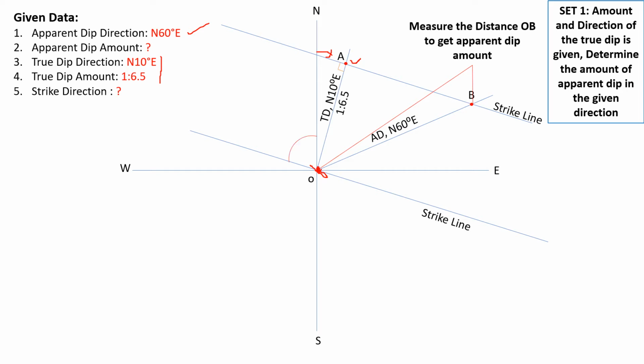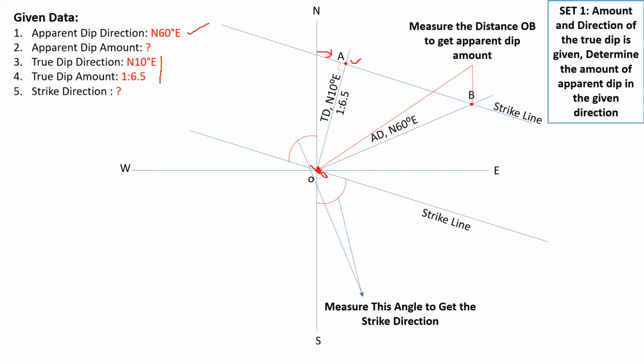And if I measure these angles from north to west as well as south to east, I'll get the strike direction as well. Strike always has two directions, one with respect to north and another with respect to south. So both these directions we have to write down.